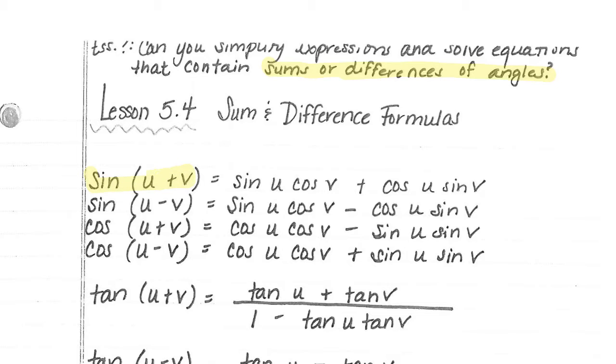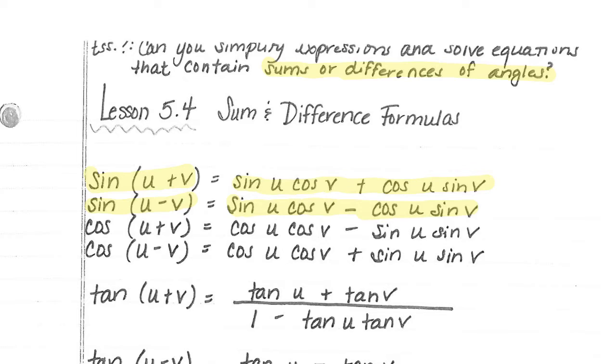Notice the sine of u plus v is equal to the sine of u times cosine of v plus cosine u sine v. The sine of u minus v is sine of u times cosine of v, minus the cosine of u times the sine of v.